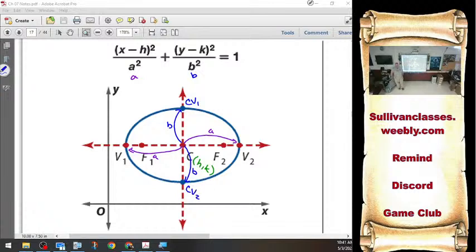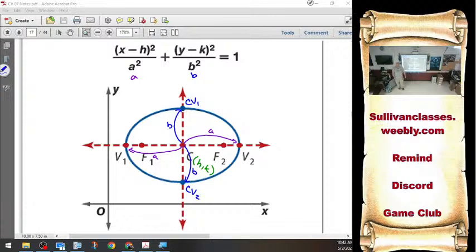Notice they're labeling them vertex 1, vertex 2, covertices 1, 2. Which one's which doesn't matter. It's just saying, hey, here's the 2 of them. So actually really easy to find that. Center. Go that far in those directions, go that far in those directions.